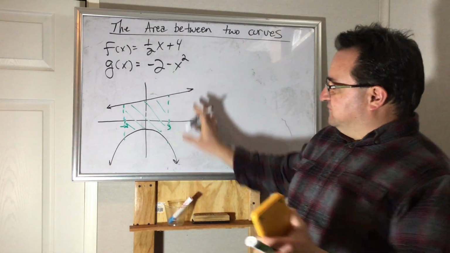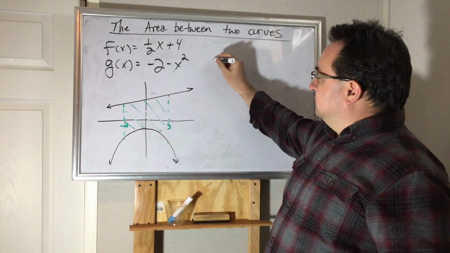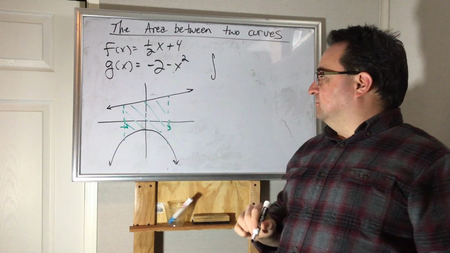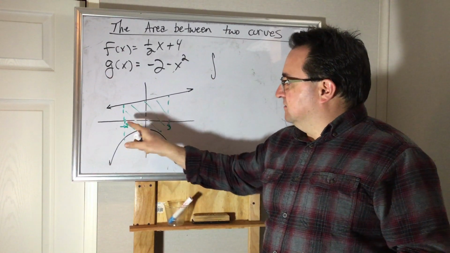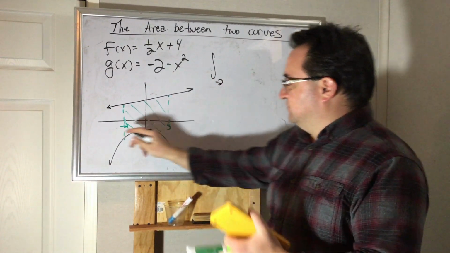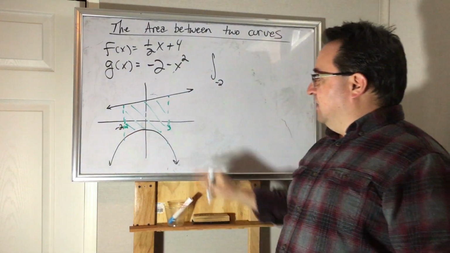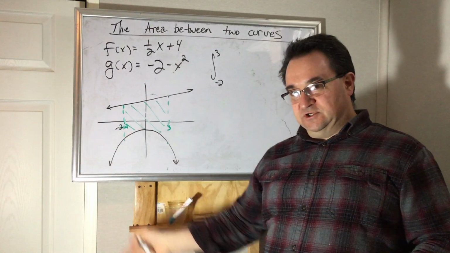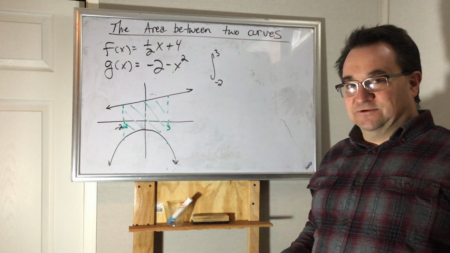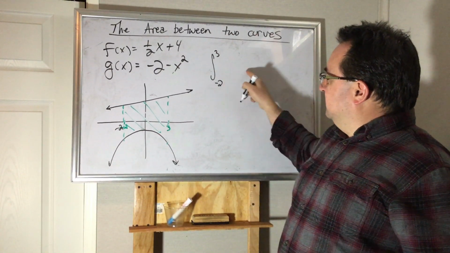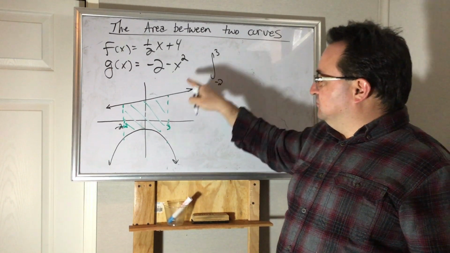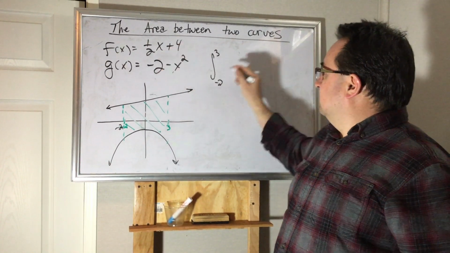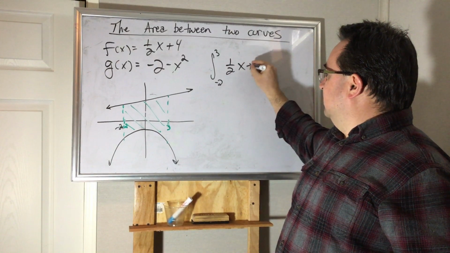So we get the setup, we see what we're looking for, now it's time to start setting up our integral. So this is my leftmost boundary from -2, that's hard to see. And this is my rightmost boundary to 3. This is where it begins, the region in question. This is where it ends, the region in question. Now my first function has to be the top function, which is the line. So I'm going to write 1/2 x plus 4.